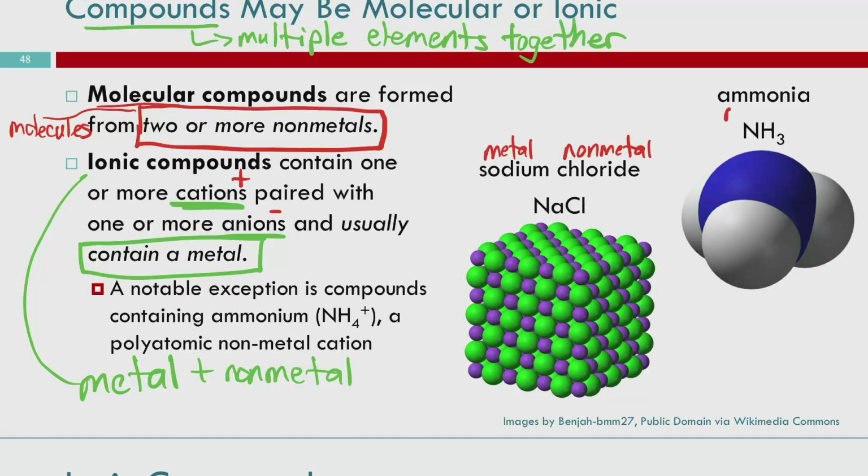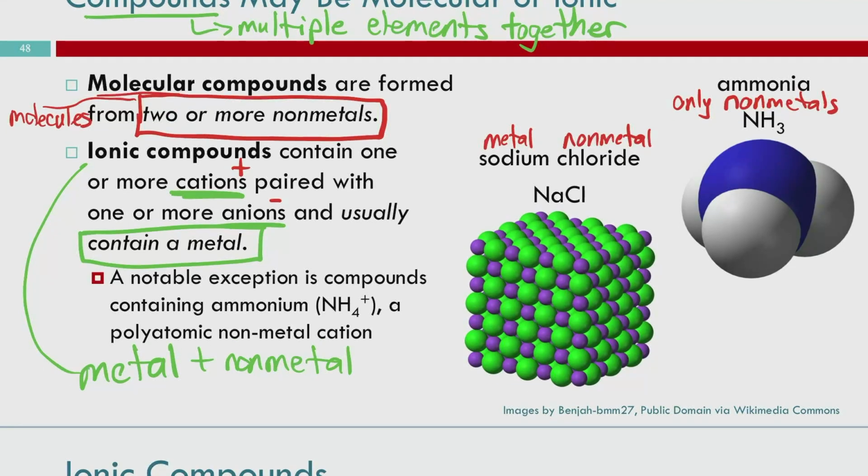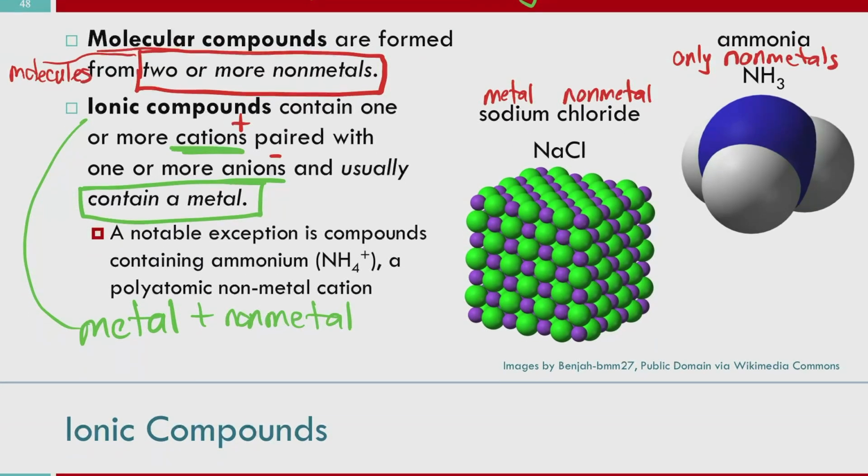Ammonia, by contrast, has only nonmetals. Don't be putting any metals in my molecular compounds. Only nonmetals. Questions about those two distinctions so far? Okay.